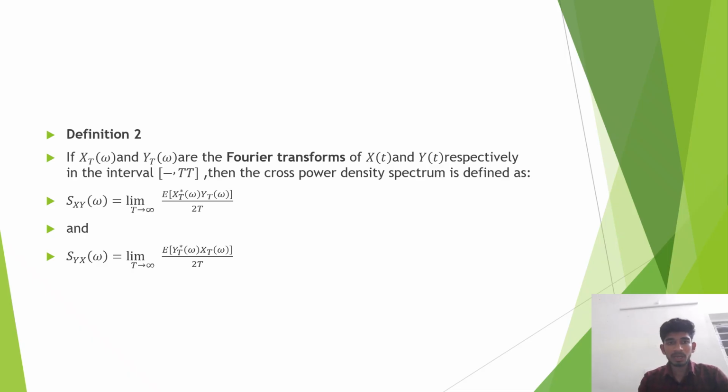If X_T(omega) and Y_T(omega) are Fourier transforms of x(t) and y(t) respectively in the interval minus T to T, then the cross power density spectrum is defined as S_xy(omega) equal to limit T tends to infinity of expectation of X_T*(omega) Y_T(omega) divided by 2T, and another formula is S_yx(omega) equal to limit T tends to infinity of expectation of Y_T*(omega) X_T(omega) divided by 2T.